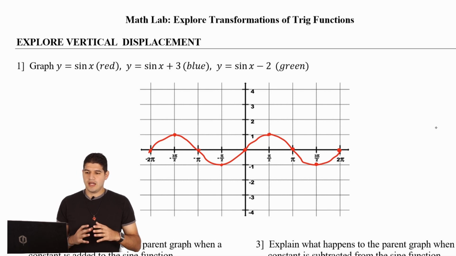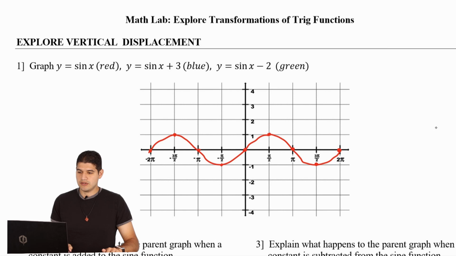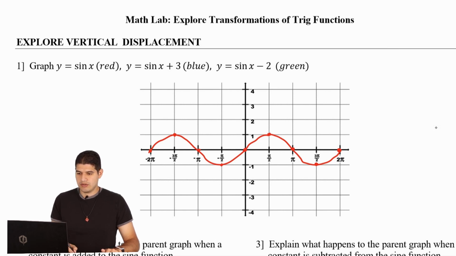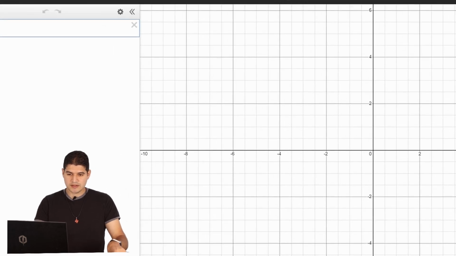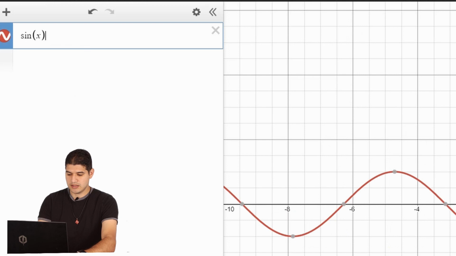All right, and then we're going to want to get into these other two graphs, the sine of x plus 3 and the sine of x minus 2. So let me get the sine of x plus 3. And when you're doing this, if parentheses come up on a device that you're using, you're going to want to put sine of x in parentheses and then do the plus 3. So I have Desmos here, and I want to do sine of x plus 3.